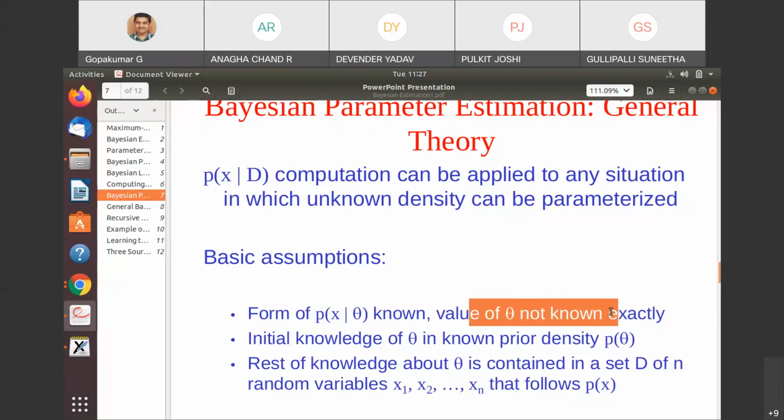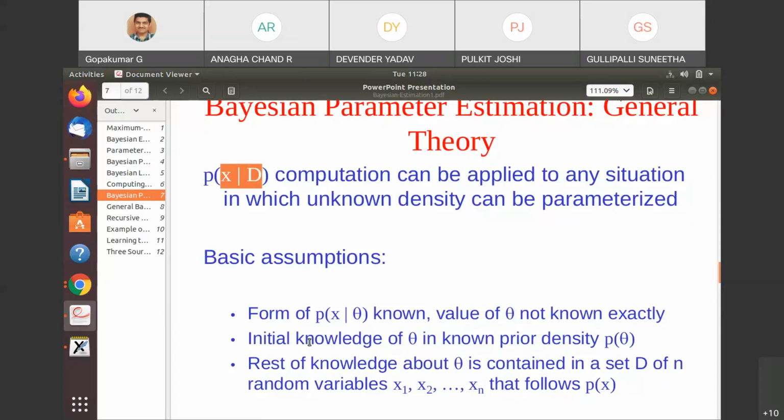Once we know the parameter vector values, we can represent the form of the distribution, whether Gaussian, binomial, Poisson, or any other kind. From that we can find out the probability of x given D. That is the concept. We will come to this in detail.